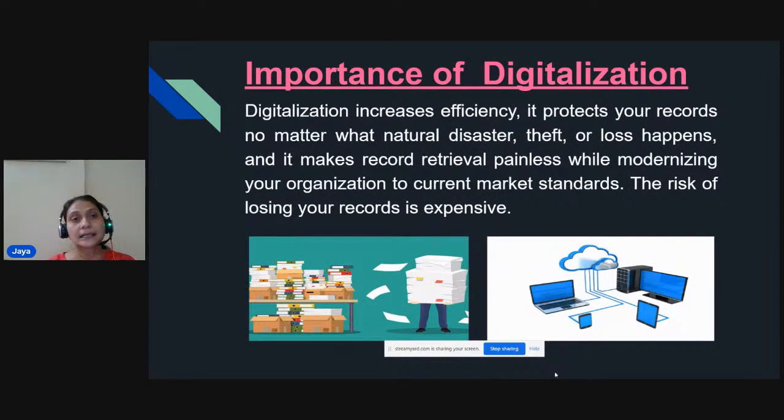Now, my second slide comprises the importance of digitalization. When we are talking about the digital tool, it increases efficiency when we are using that digital tool in our business module. We are running it on an online platform, and that makes it easy for both the consumers as well as for the business.